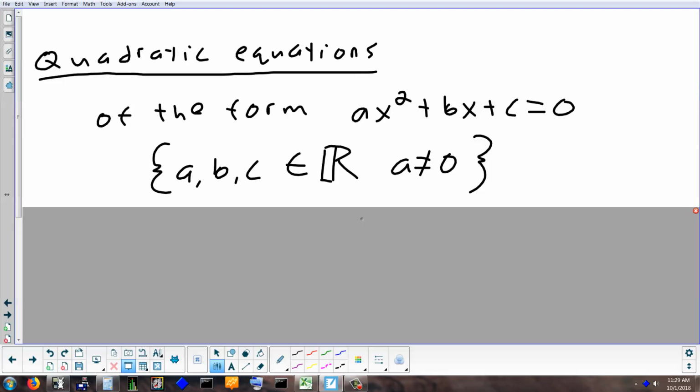A, b, and c can be real numbers, except a can't be 0. If it was, you would have this. That's a 0. 0 times anything is 0. You just wiped that term out. What's left is what we just studied. That's linear. It's not quadratic. It's A, B, and C, anything you want except A can't be 0.